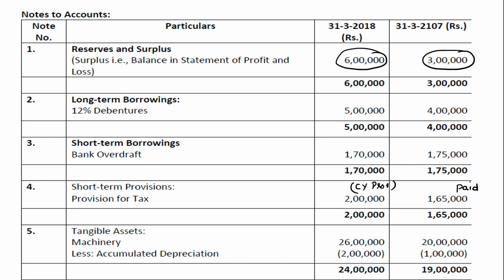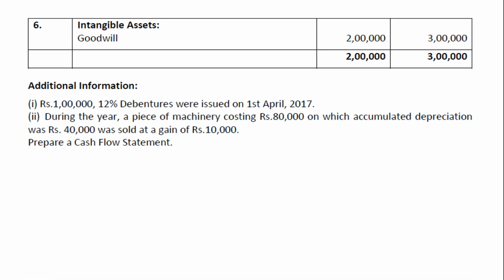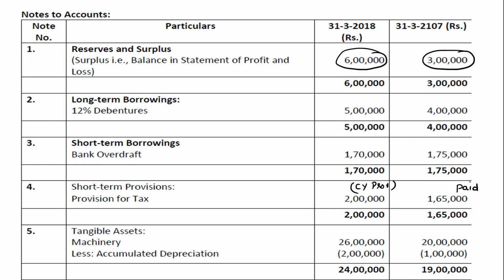If, going to the additional information, there was information about the tax paid during the year or provision of tax for the current year, then you go ahead and prepare a provision for tax account to find the other balancing figure, whatever is not given. But in this case, no additional information is there. So what do we do? We take it simply: the opening provision would be the tax paid during the current year.